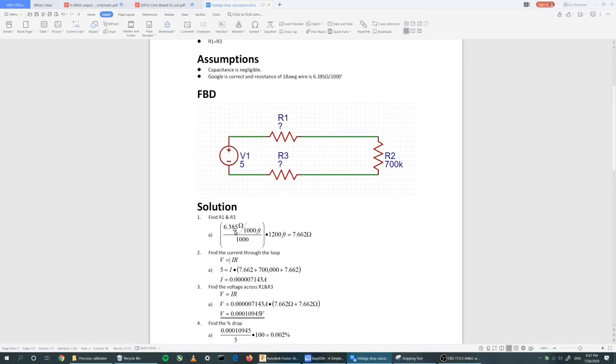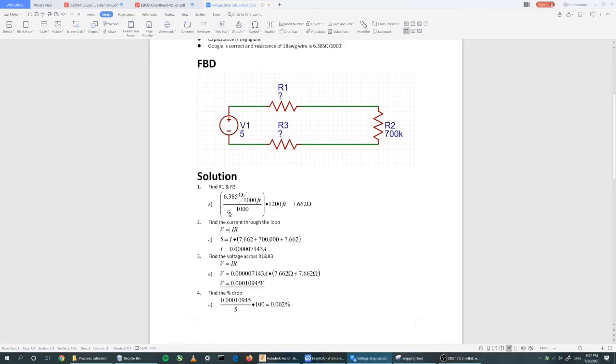We take 6.385 ohms per 1,000 feet divided by 1,000 feet. That should give us ohms per foot. Multiply that by 1,200 feet equals 7.662 ohms. So that's the resistance of R1 and the resistance of R3.